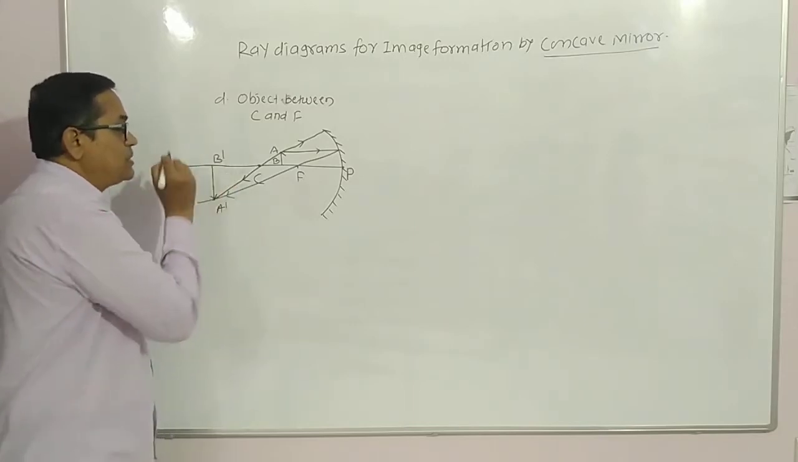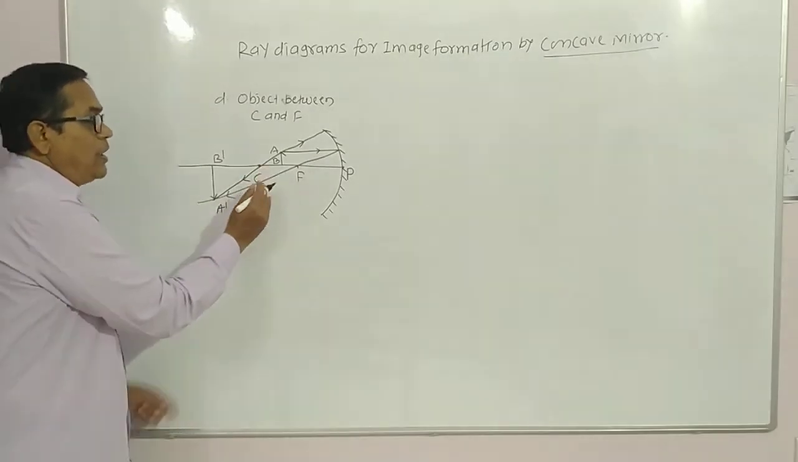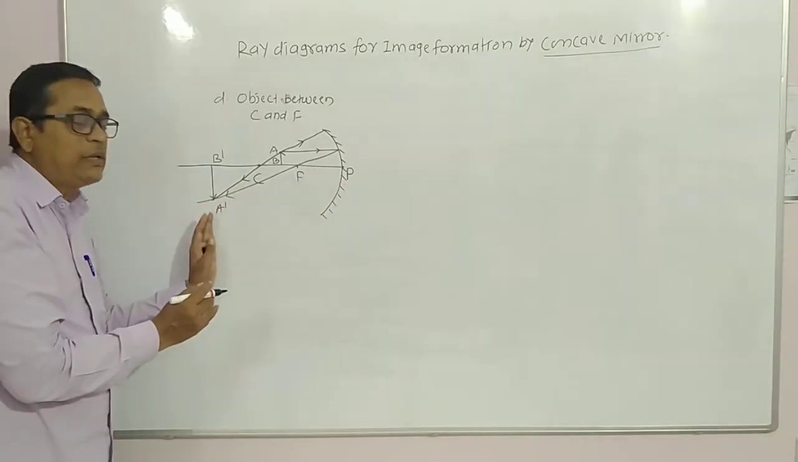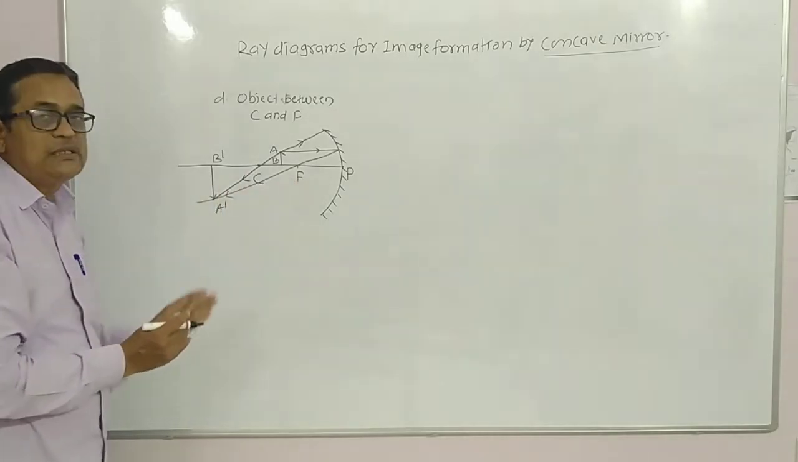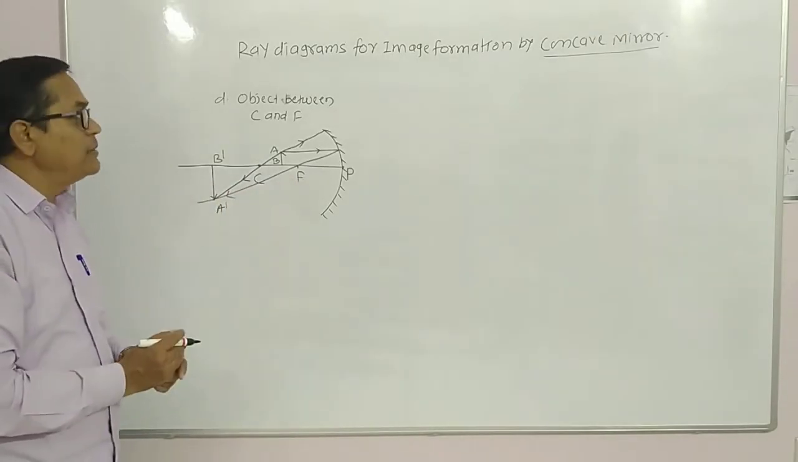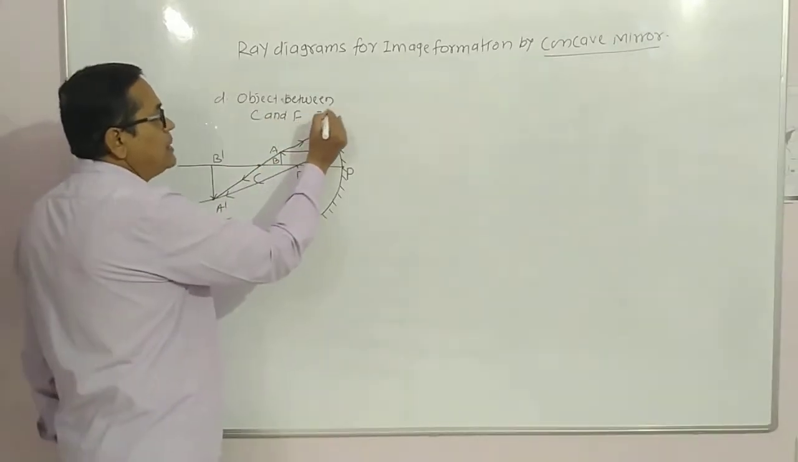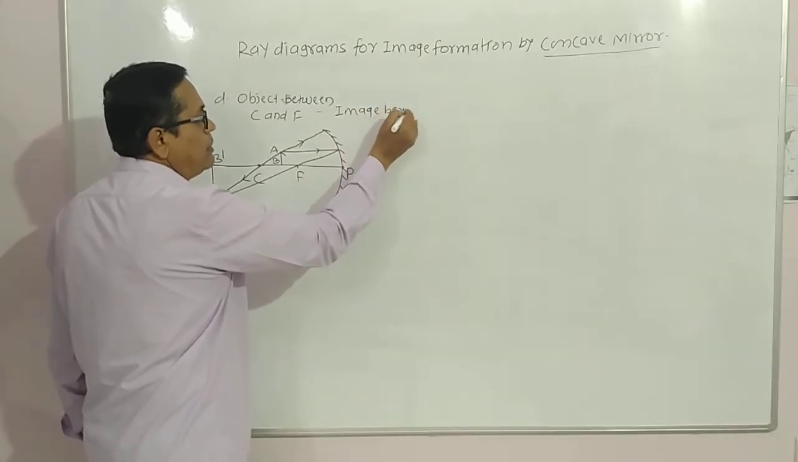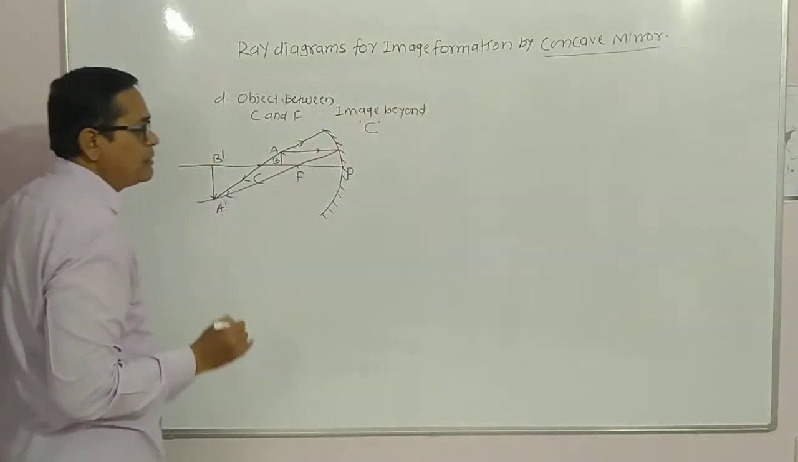A dash B dash is the image. Dear student, look towards the diagram: when the object is close to the mirror, the image gets away from the mirror. Size of object is small, but size of image is larger than object. It is a magnified image. Means object between C and F, then image beyond center of curvature, that is C.